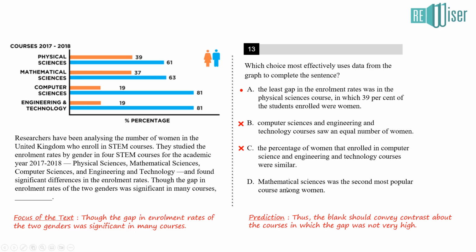Finally, moving on to option D, mathematical science was the second most popular course among women. Now, this too cannot fill in the blank because mathematical science being second most popular will not try to show contrast in the significant gap in the courses. So we're looking for an option that tells us that there were courses where the gap was less. That's what option A does. So A is the right answer.